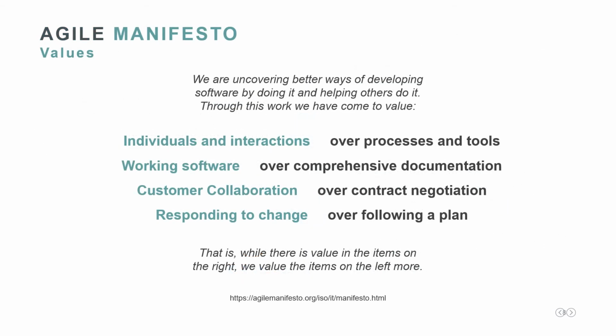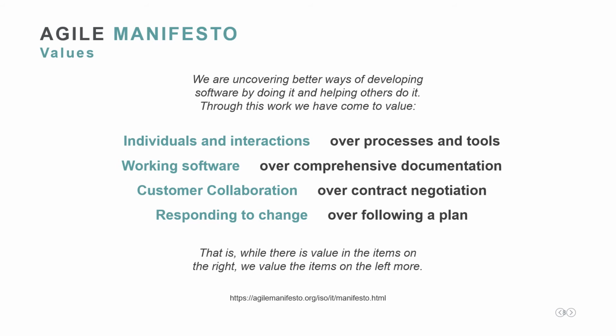So we arrive at the Agile Manifesto. It's noteworthy to read it. We are uncovering better ways of developing software by doing it and helping others do it. Through this work, we have come to value individuals and interactions over processes and tools, working software over comprehensive documentation, customer collaboration over contract negotiation, responding to change over following a plan. That is, while there is value in the items on the right, we value the items on the left more.